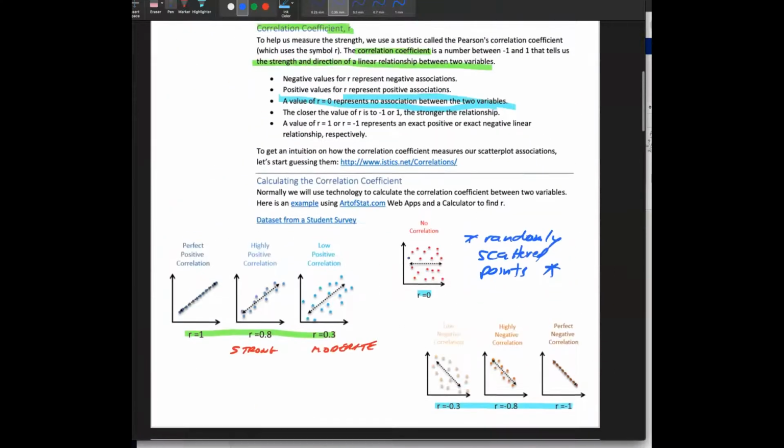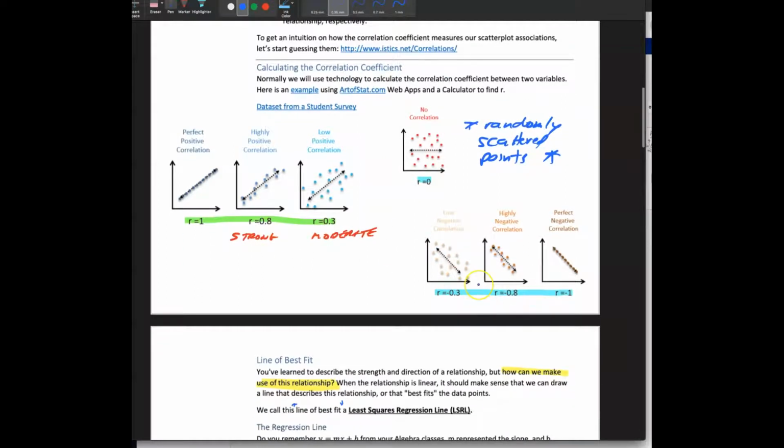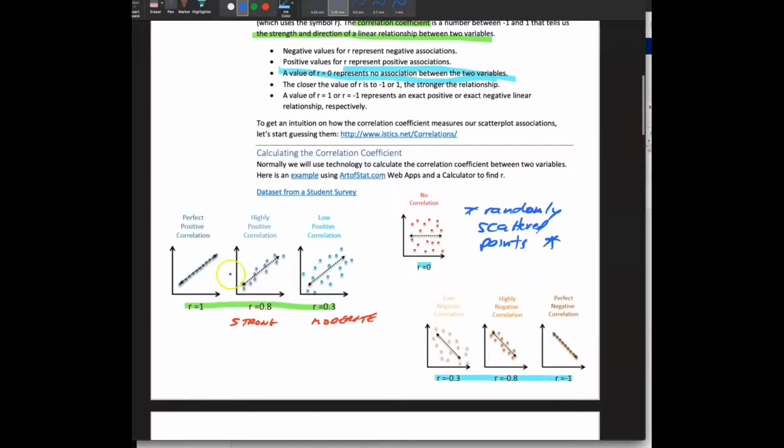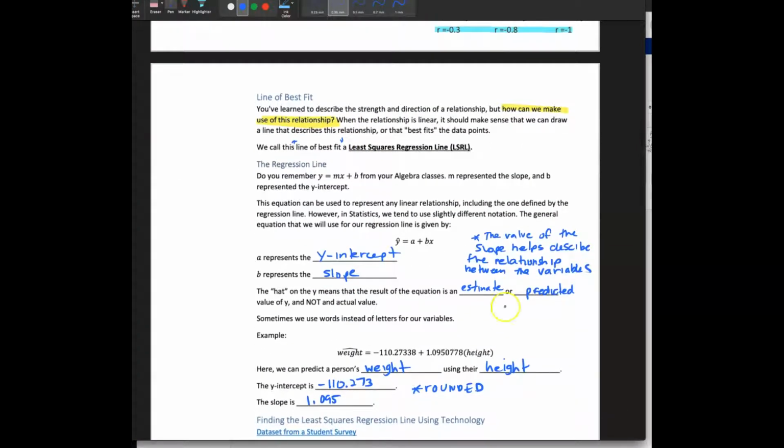So what do we do now once we know there's a relationship? That's the next piece. Once we know there's an actual relationship between them, or correlation, we want to then use that relationship to be able to make a prediction. And that's the question here. How can we make use of this relationship?